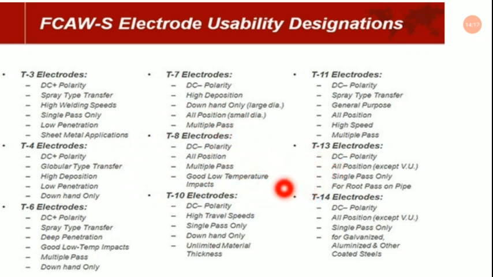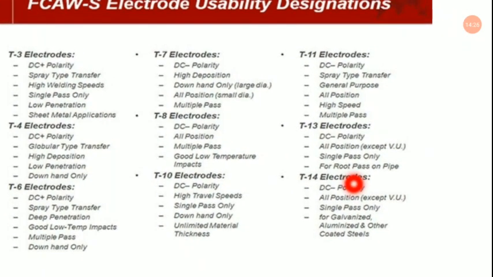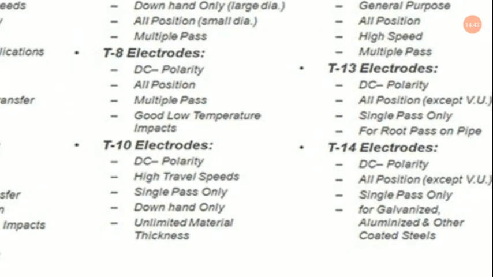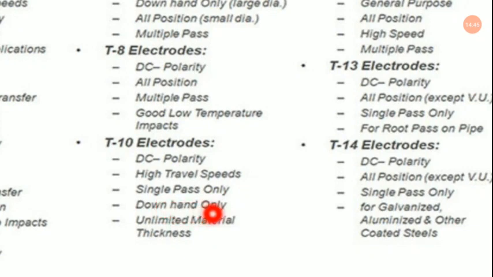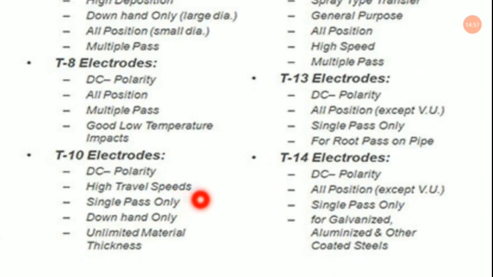Okay, now for T8 you can see there is multiple pass. So these are the different characteristics you may find over these different types of electrodes for this particular FCAW process. Some are having multiple passes as well. Some are especially designed, like this T3 for sheet metal applications, and this T10 is the Hulk type electrode, which can weld unlimited material thickness actually. Okay, so travel speed is also high, single pass only, it has got DC negative polarity. So you can see this T10 is much better for welding unlimited material thickness.